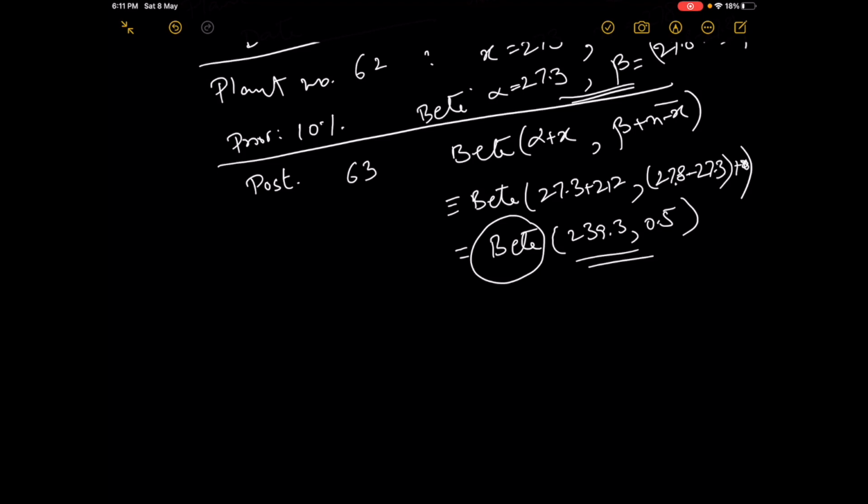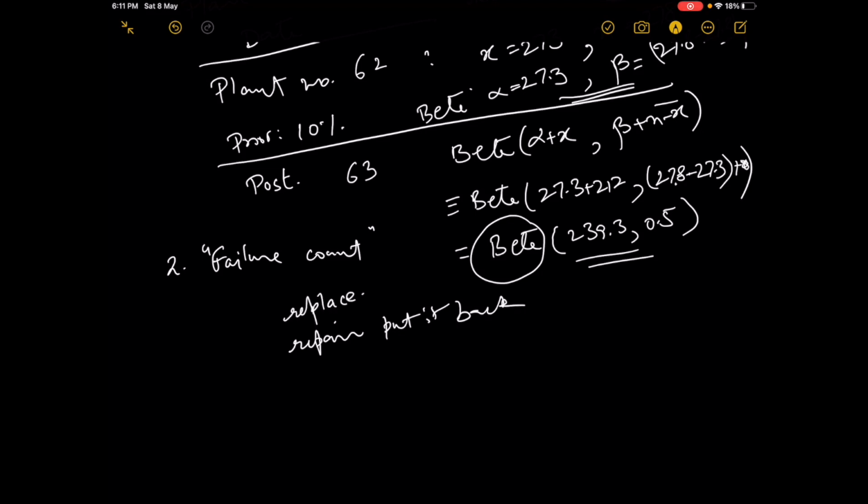Now, the second type of data in the discrete data models for the failure time distributions is the failure count data. We just observe the number of times a component fails in a specified time period. Now, after the component fails, we can either repair it immediately and after repair put it back in operation, or we can just replace it immediately with a similar component.